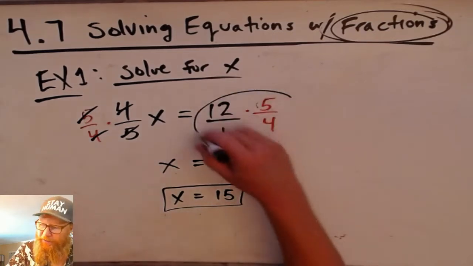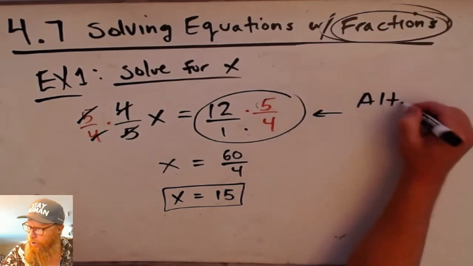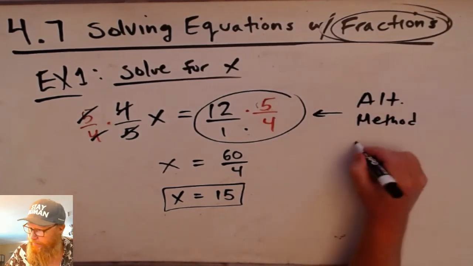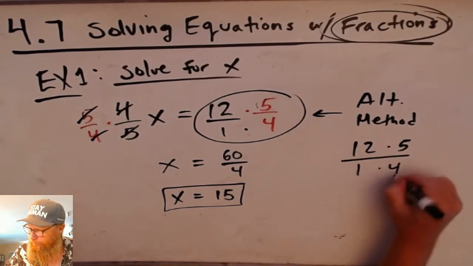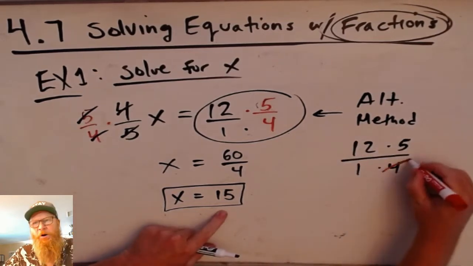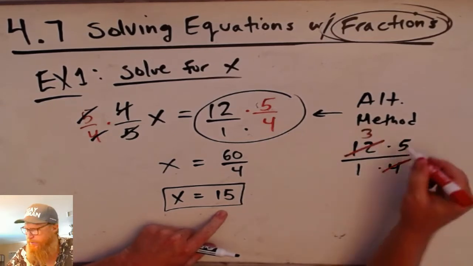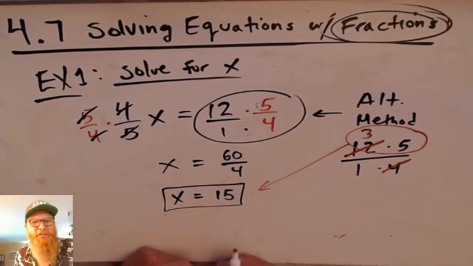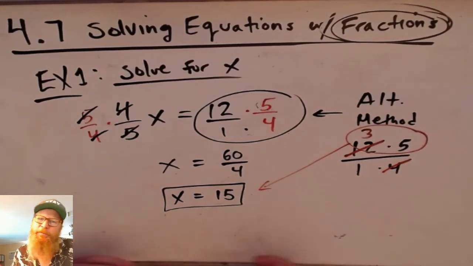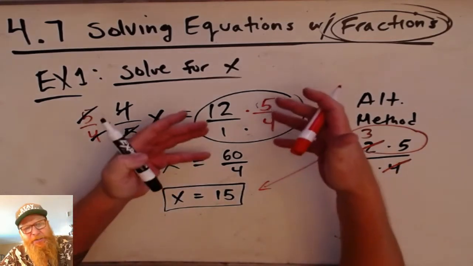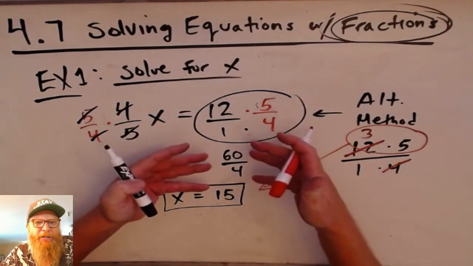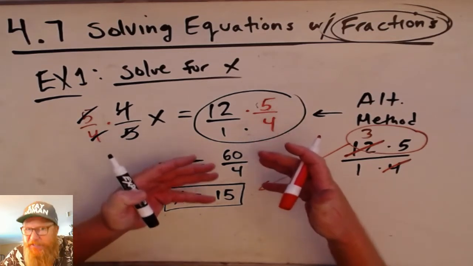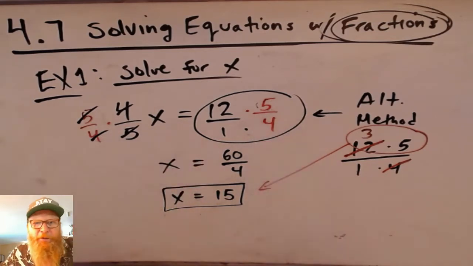You can also do it this way. I'll call this the alternate method. The alternate method would be 4 goes into 12 3 times, and then 3 times 5 is 15. That still works. I recommend knowing both methods, because sometimes doing it this way is actually better. It actually causes less problems. It causes less mistakes. And in my world view here, if something has less mistakes, then it's better. That's my definition of better.